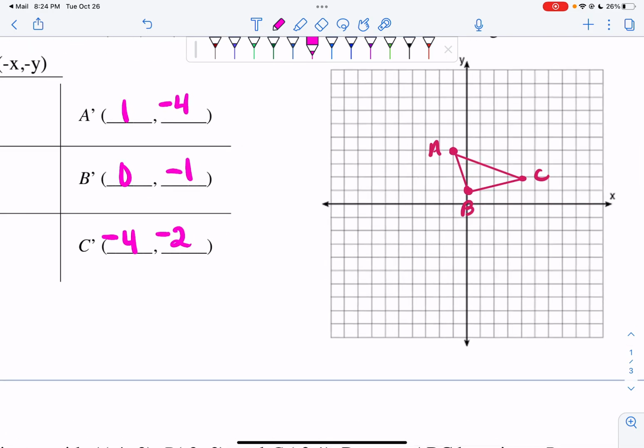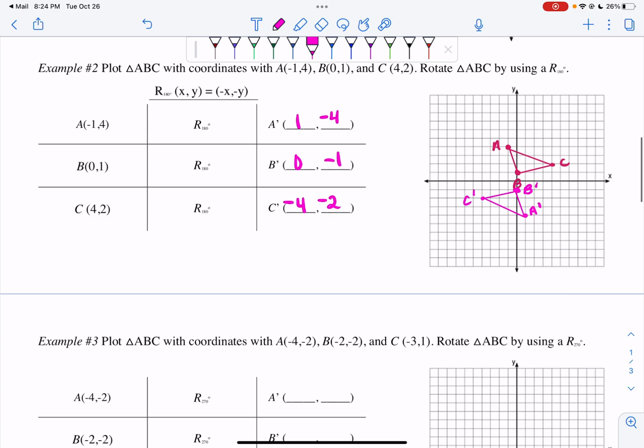So go out 1 down 4, so 1, 2, 3, 4. That's A prime. B prime is 0, -1, so here's B prime. And then C prime is -4, -2, so 1, 2, 3, 4, 1, 2. And then I connect my points. And that's a rotation of 180 degrees.